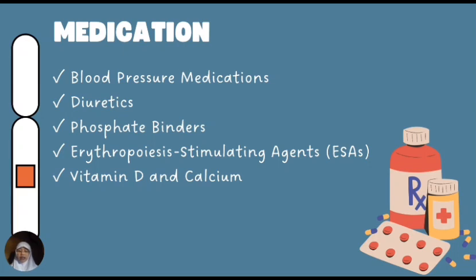Erythropoiesis stimulating agents or ESAs are used to treat anemia associated with the condition. And lastly, we have vitamin D and calcium to manage mineral balance and help prevent weak bones.